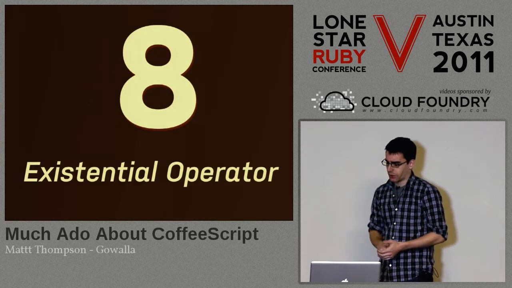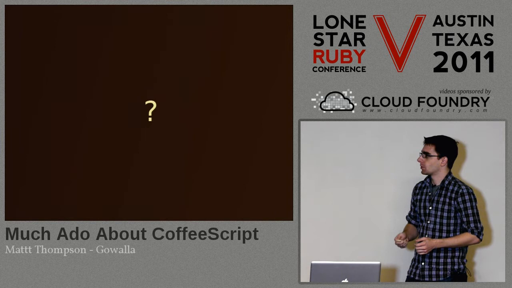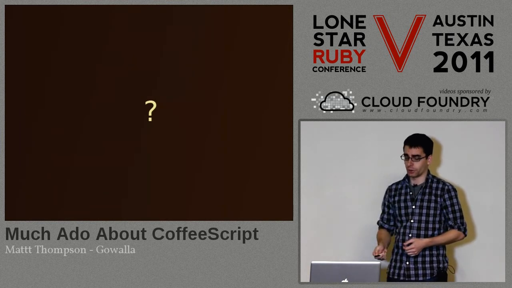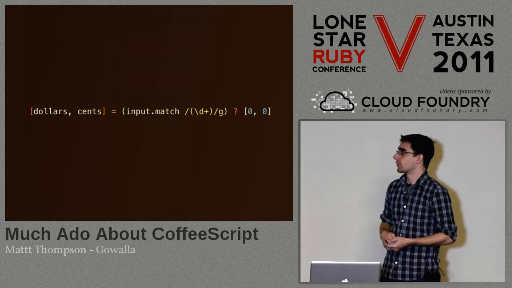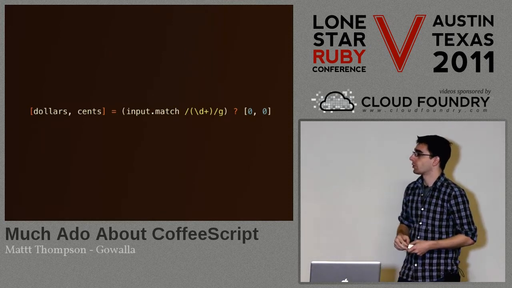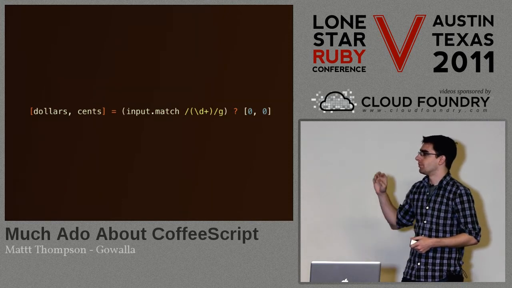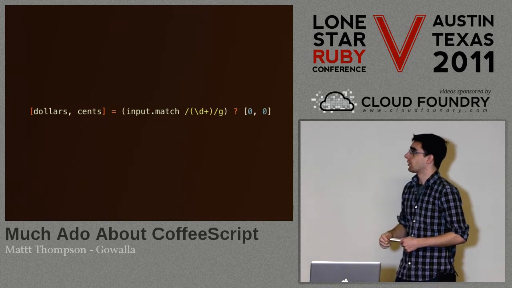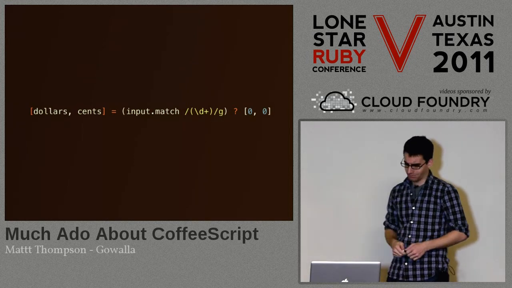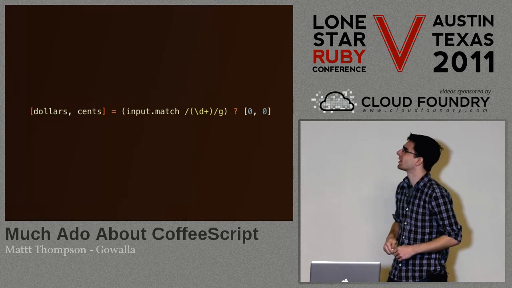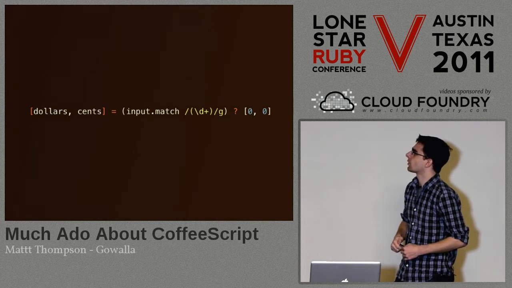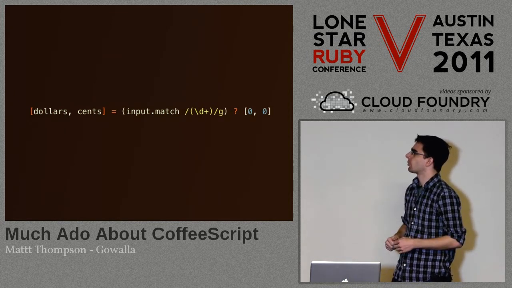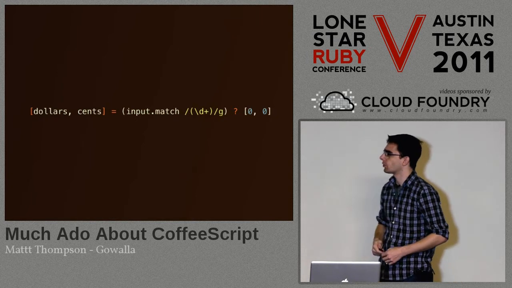Number 8 is the existential operator. Question mark. Existential operator is kind of like our or double pipe. And the way that you'd use that is to say, well, let's say dollars and cents is equal to that regular expression match, if that actually did match. If it didn't, we're just going to fall back on this. So it's like an or in that respect. It's an or equals. If it only matches one of them? I believe that's the case. Yeah, I'm not sure if it just matches one, but in principle I think it actually is both. So if that didn't go through, then default to 0, 0.